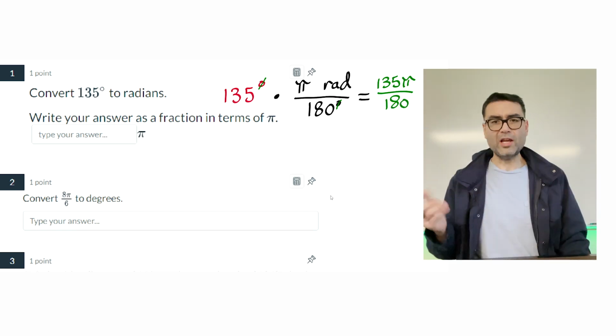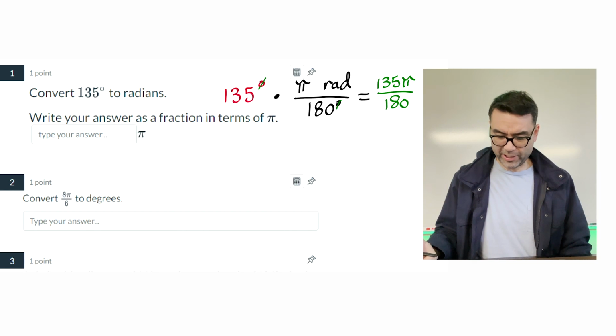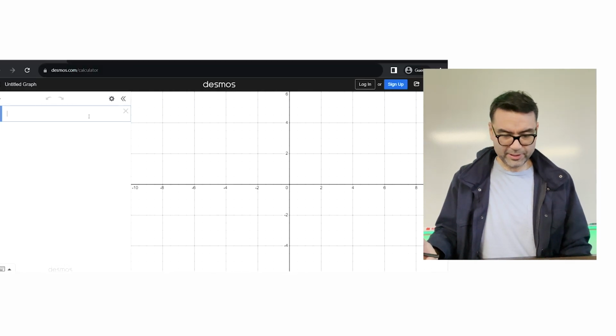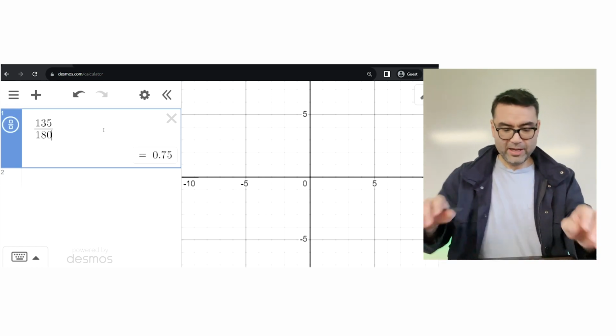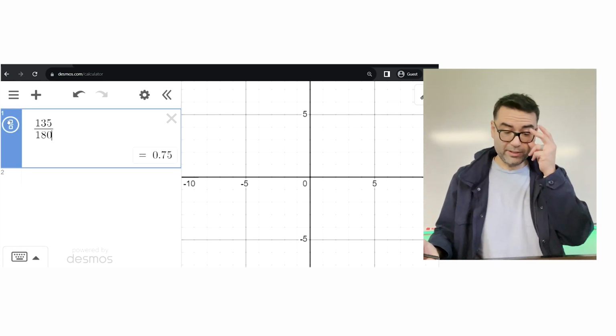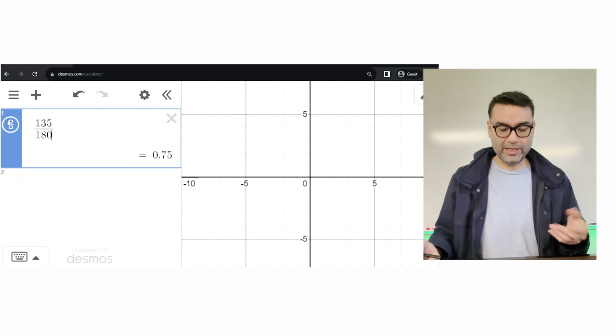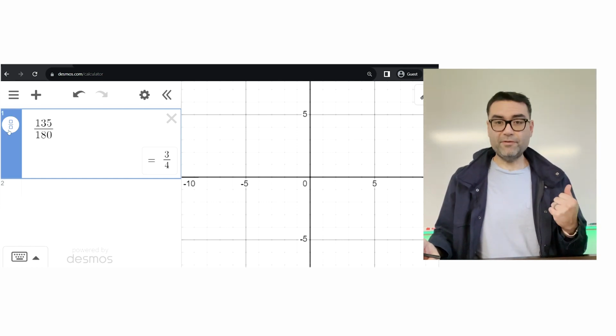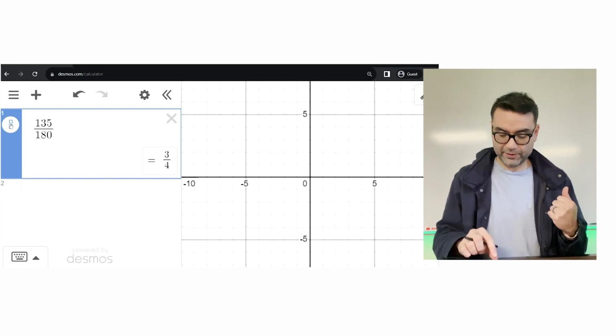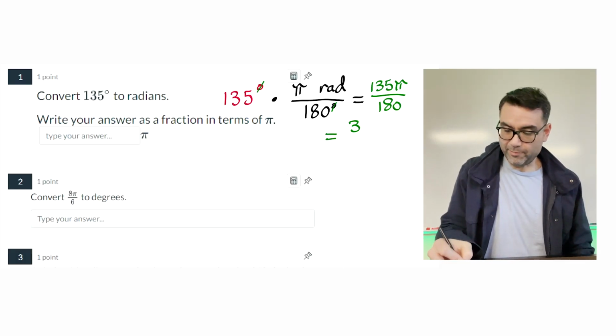If you have trouble simplifying that fraction, I'm going to open up my Desmos here, and I'm just going to type in 135 divided by 180. If I leave the pi factor out, then Desmos can appropriately and nicely simplify my fraction, which is 3/4. I just click this button on the side here, 3/4. So this would be 3 pi over 4.